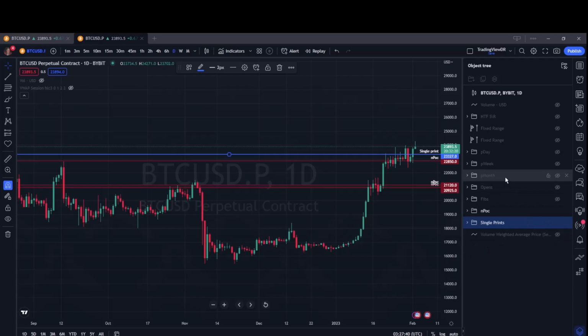So on the right here you can see how I've organized in folders my high time frames, fixed ranges, my previous day, previous week, previous month, my open fibs, naked points of control, and single prints. If the single print has been traded through, then it is not significant anymore and I remove it.